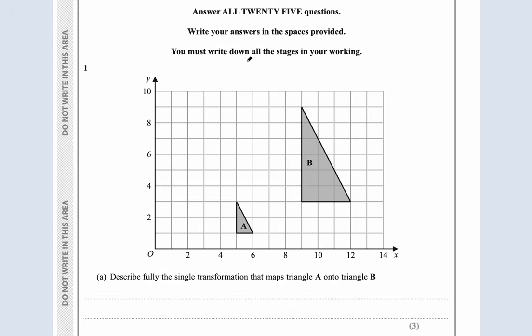So question 1, describe fully the transformation that maps A on to B. Okay, so guys, it's an enlargement for sure. It's a scale factor 3 because you can see 2 of these is the same as 6 of these, or 1 of these is the same as 3 of these. So the scale factor is 3.